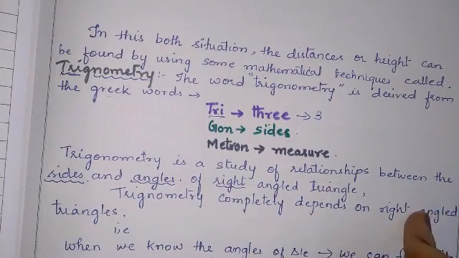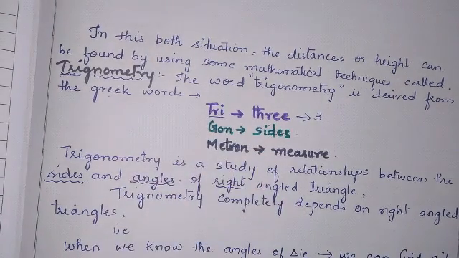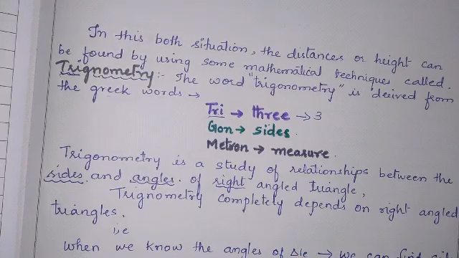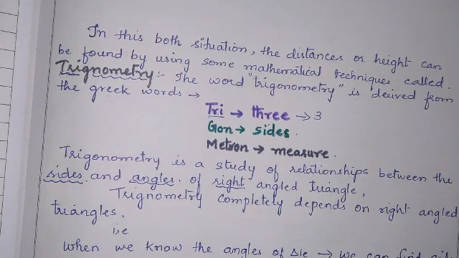That is, when we know the angles of a right angle triangle, the sides can be found, and when we know the sides, then the angles can be found by using only trigonometry. This is the very important property of trigonometry: we can find the angles and sides. So with this only we can calculate the angles and sides.